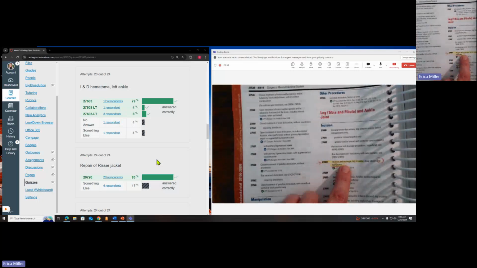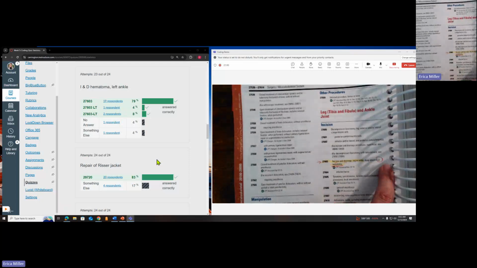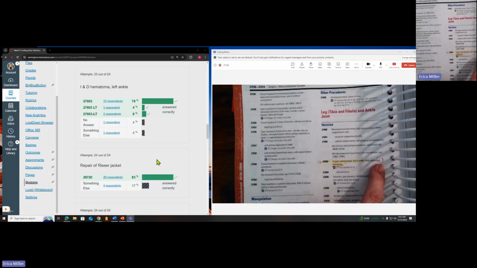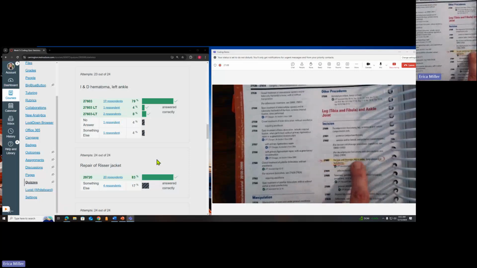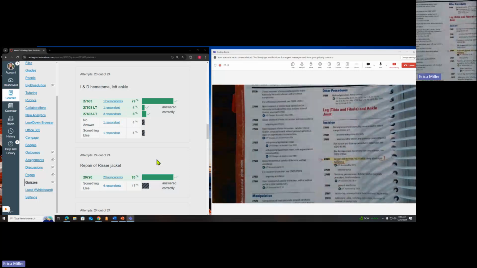Hematoma or incision drainage, leg or ankle. That's your base. And then it says deep abscess or hematoma. So they could have labeled it as either one of these or described the service as a deep abscess or a hematoma. And it could have said leg or ankle, and you would still choose 27603.